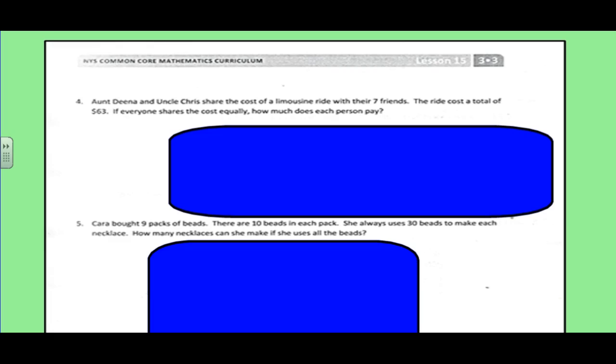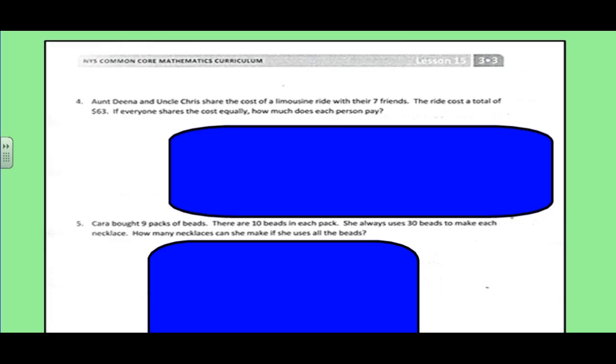So we've got Aunt Dina and Uncle Chris, and they have 7 friends. So how many people are there all together? Because that's going to help us figure out how much does each person pay. Because there's not just 7 people, because we also have Aunt Dina and Uncle Chris. So how many people are there all together that are going to ride this ride? Okay, so I've got 7, and then I've got 2 other people, so that tells me that there's going to be 9 people in the limousine.